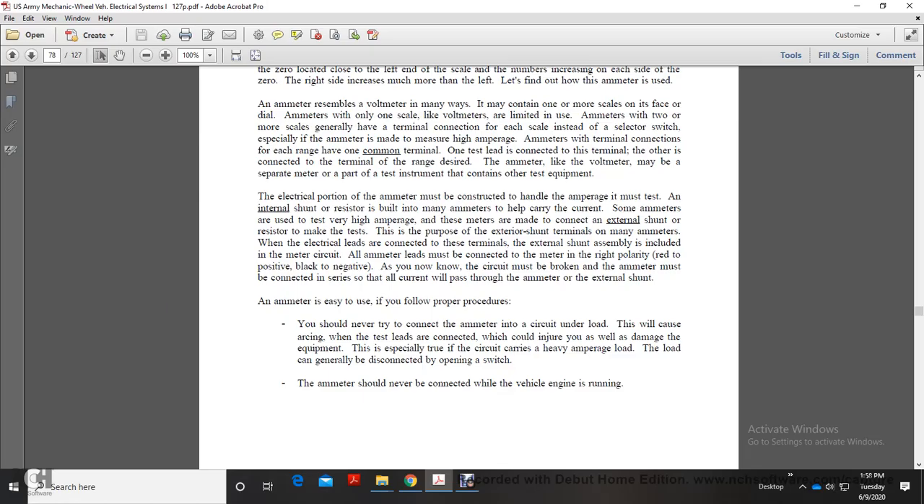An internal shunt resistor is built within many ammeters to carry the current. Such ammeters are used to test very high amperage. These measurements are made with an external shunt or resistor connected to make the test. For this purpose, the exterior shunt terminals on many meters allow the electrical leads to be connected to these terminals, so the external shunt assembly is included in the meter circuit.